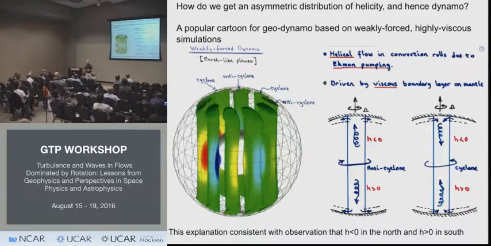And I think there was a little bit of a hint of that yesterday. And indeed, that works. If you think about the Ekman pumping that comes from either the cyclones or the anticyclones, it's always going to give you negative helicity in the north, positive in the south, exactly as you see in the simulation.